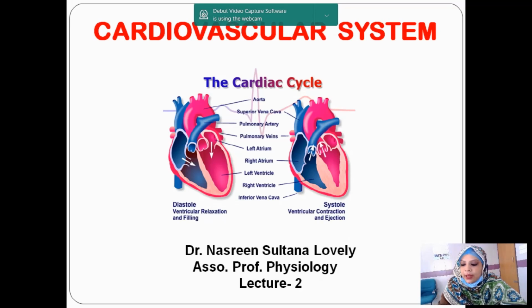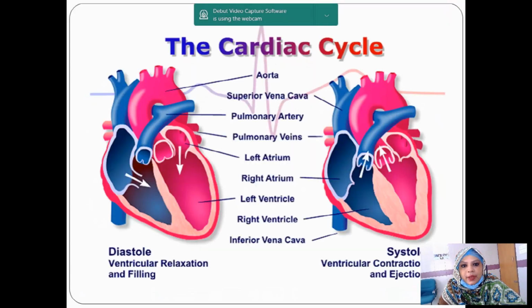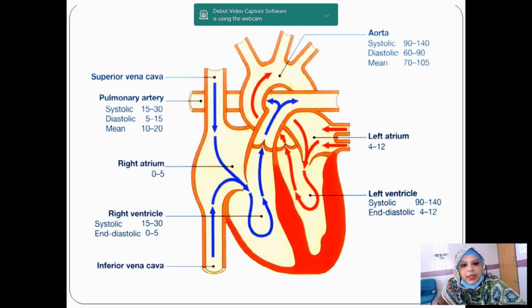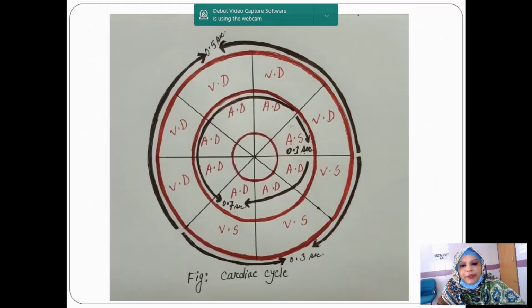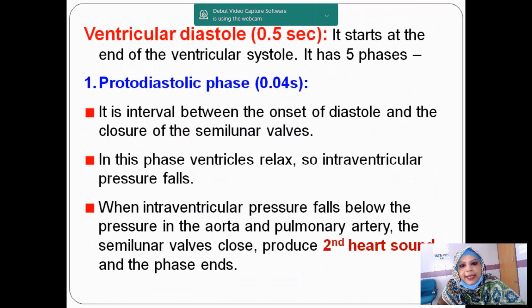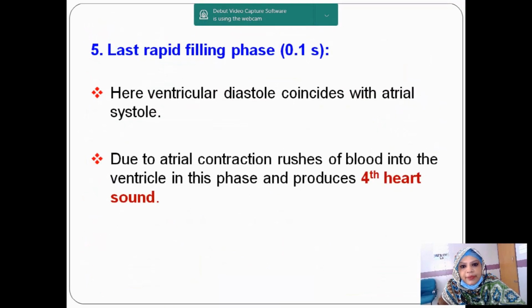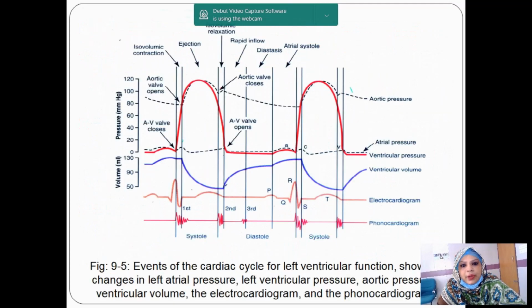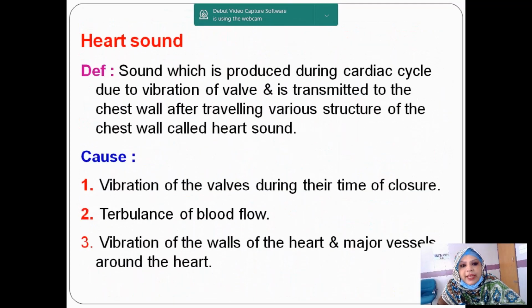Today we will start item through cardiovascular physiology, through the residual portion of item 2. Today we will study heart sound and ECG. In the previous class we finished the events of the cardiac cycle, electrical events and mechanical events. Now I want to discuss very easy things with you today.